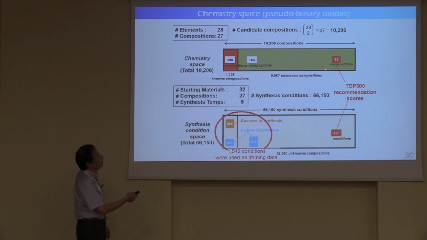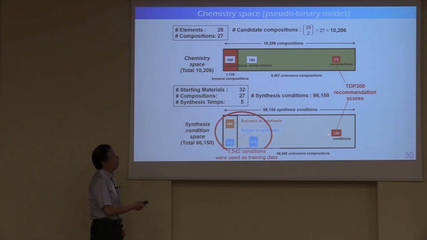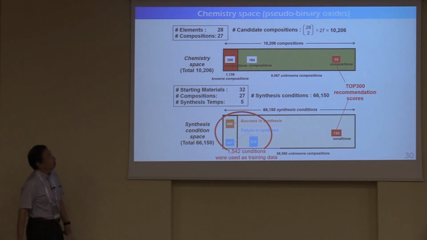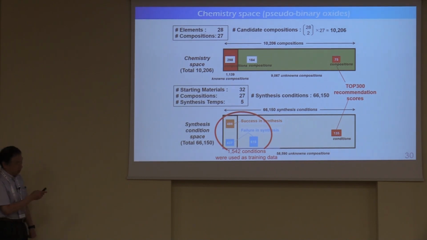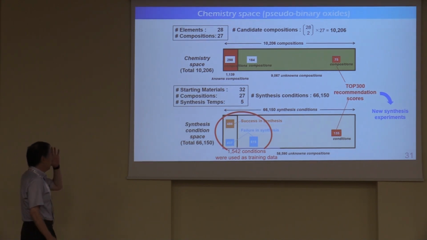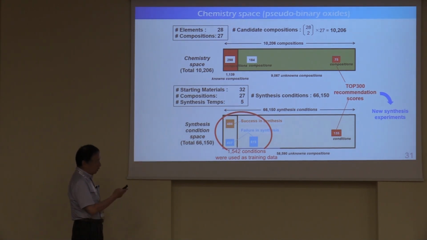That corresponds to 75 compositions. This is smaller than this number because some materials show different conditions, such as different temperatures, which show good recommendation scores. Anyway, we got this. And for all those 300 recommendation scores, we did synthesis experiments.